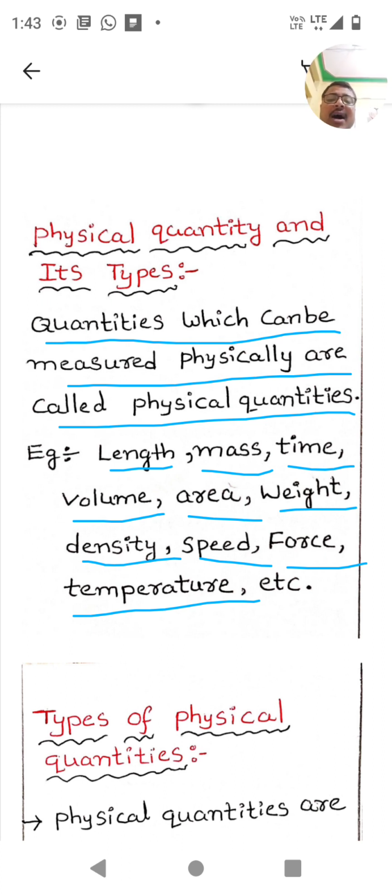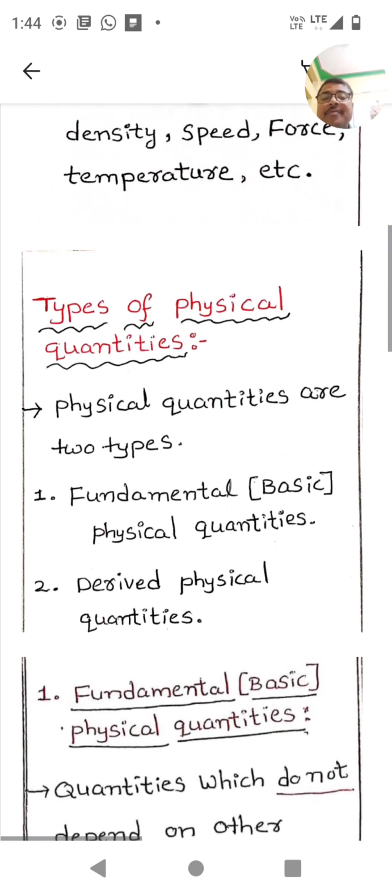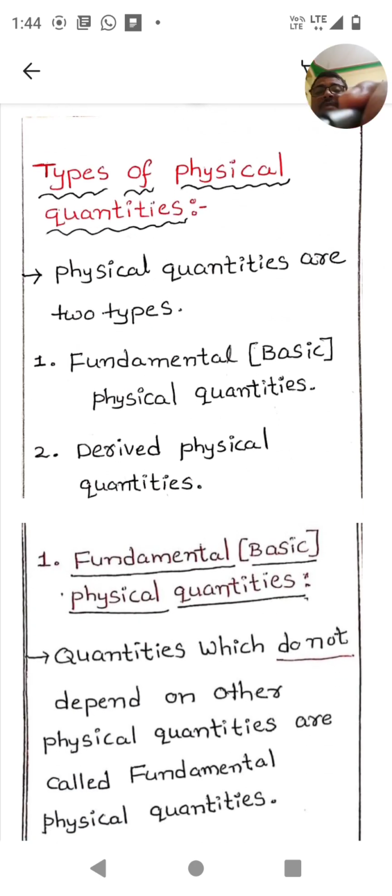Here length, mass, time, volume, area, weight, density, speed, force, temperature, etc. These all are measured physically or accurately. That's why these all belong to physical quantities. Next, types of physical quantities.